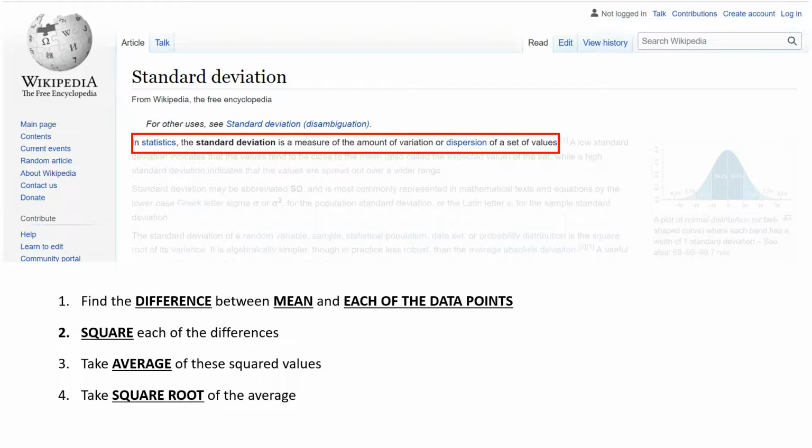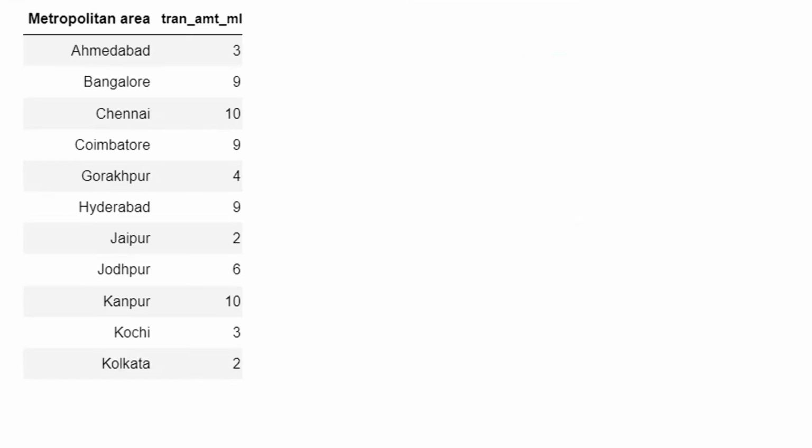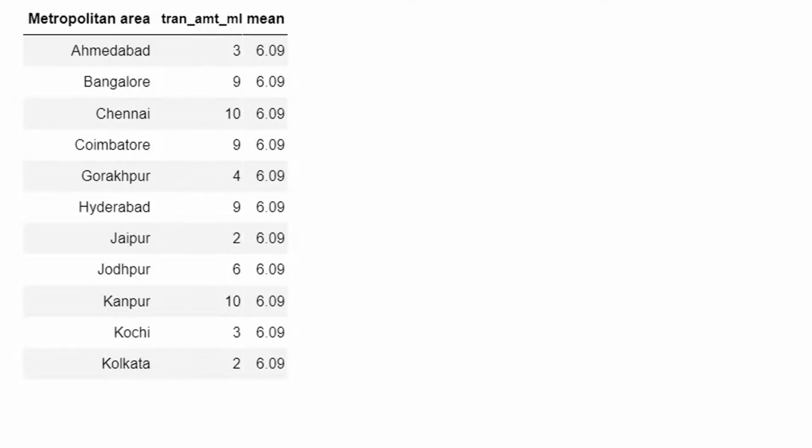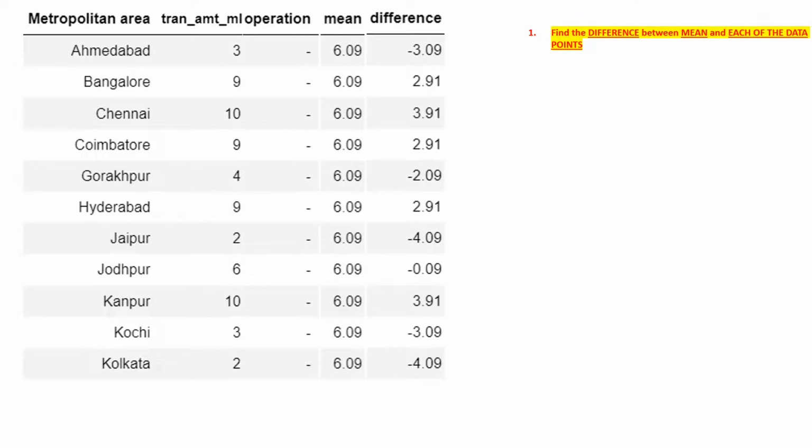Let's try to apply this in our example. So here we had our transactional amount for each of these cities, for which we calculated the mean as 6.09. Now the first step is, because we want to see how each of the transactional amounts varies from the mean, we're gonna find the difference of each of these data points for each of these cities from the given mean. All right, so that's the first step. Let's do that. Here, this is what we got.